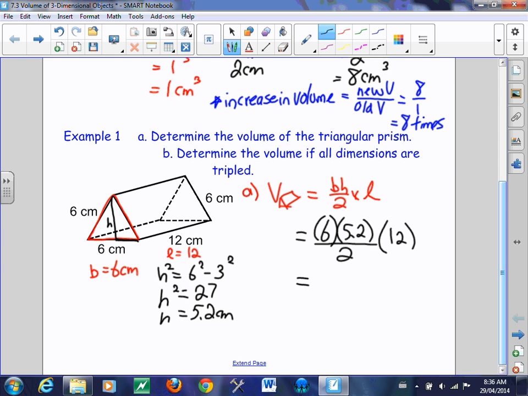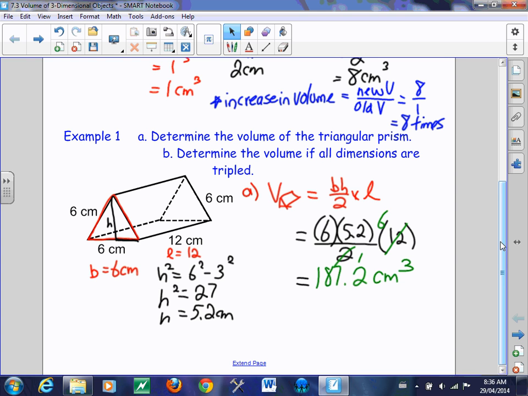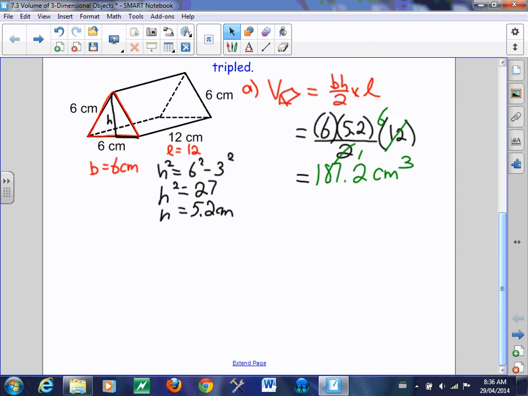Plug it in your calculator, or you could do a cancellation quickly. You could say, hey, 2 goes into 2 once, it goes into 12 6 times, then you're multiplying less. So doing that, ladies and gentlemen, you should end up with 197.2, and what's our units here? Centimeters cubed.